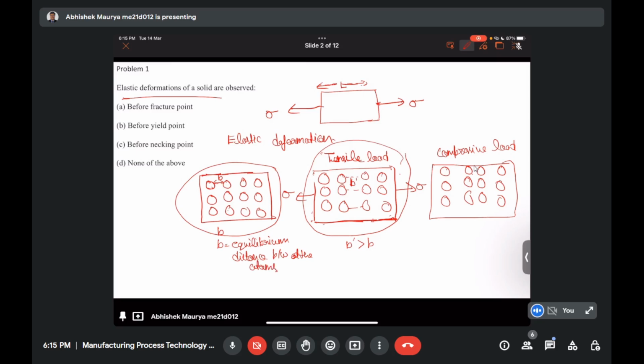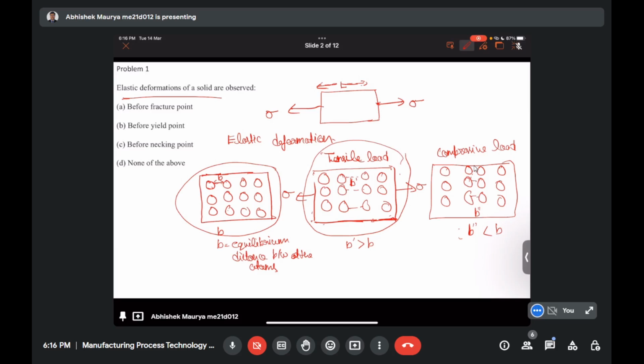Now when we applied compressive load, let's say it's B double dash, then we can observe that B double dash is smaller than B. So when we applied tensile load, the atoms get stretched, whereas when we applied compressive load, the distance between atoms gets reduced.